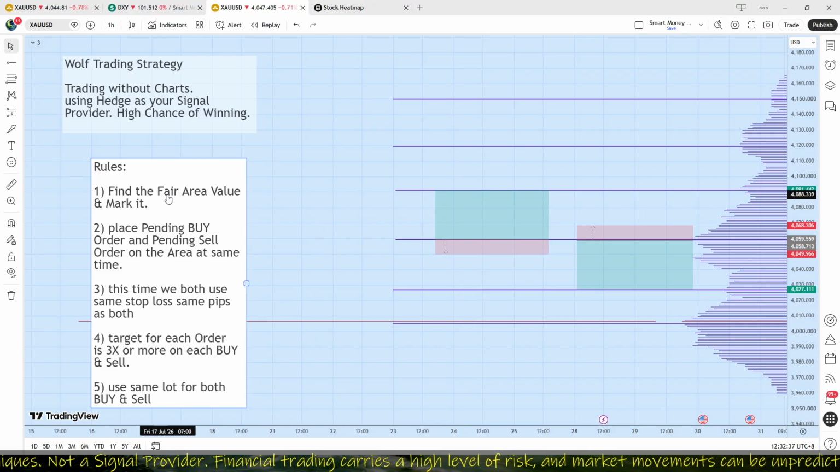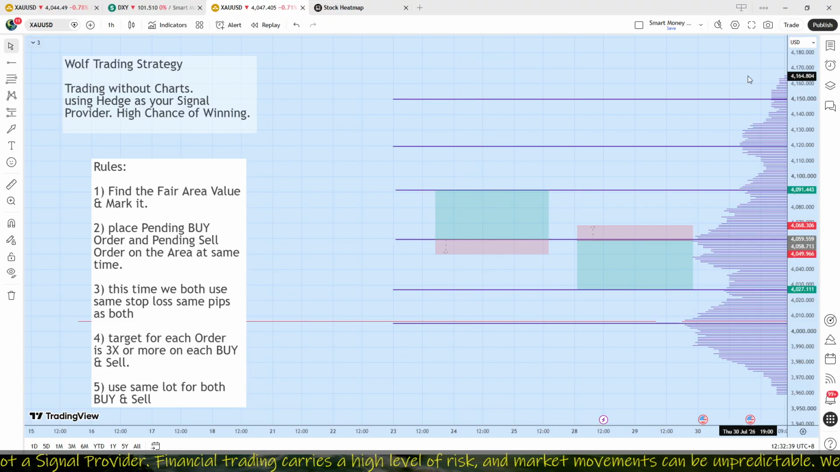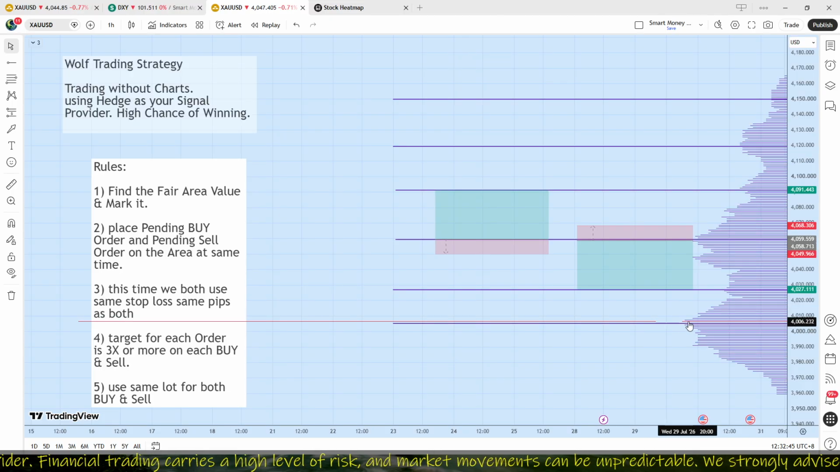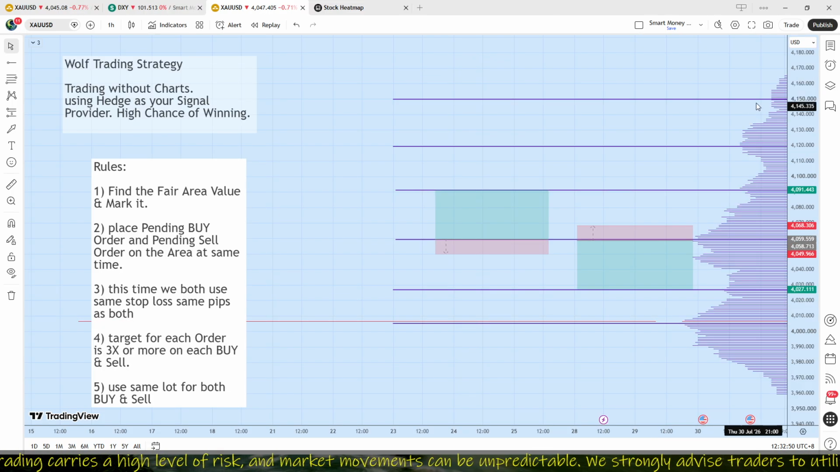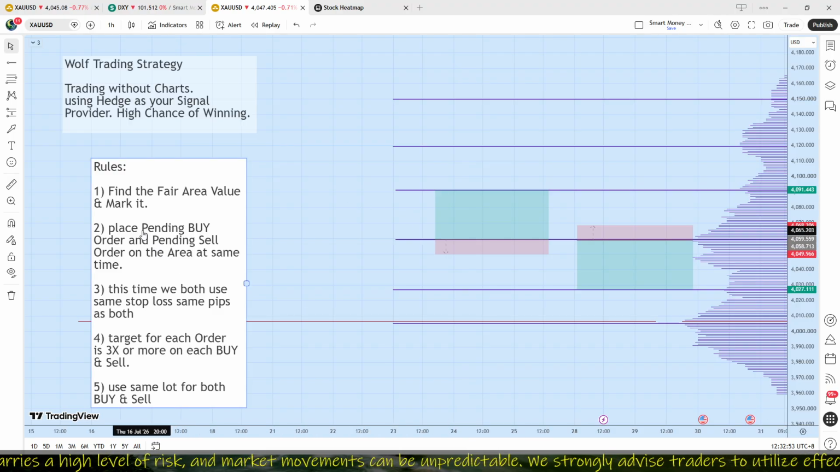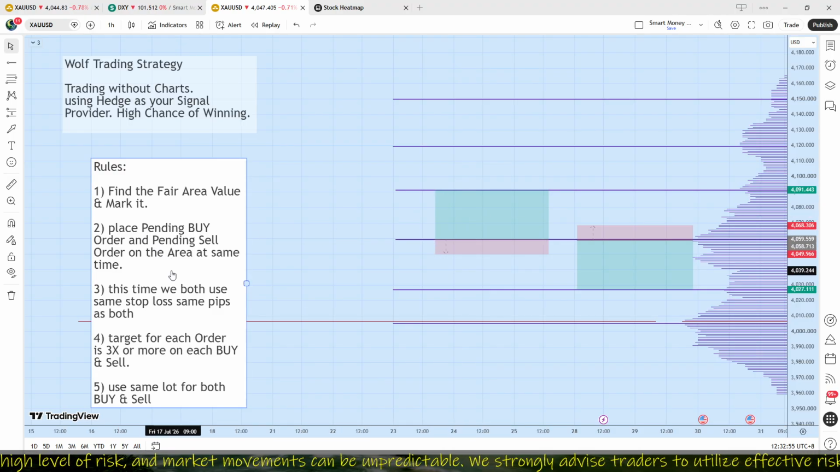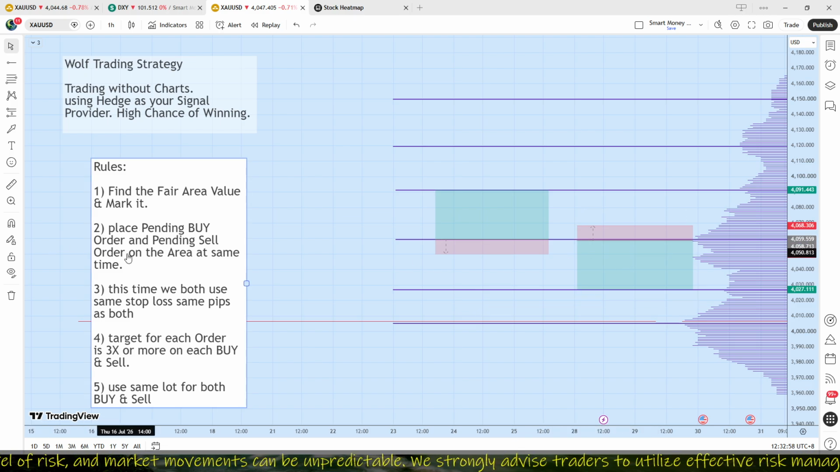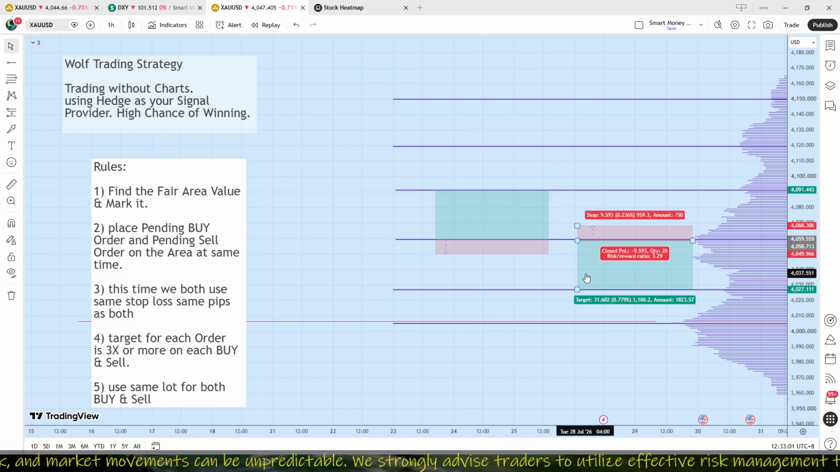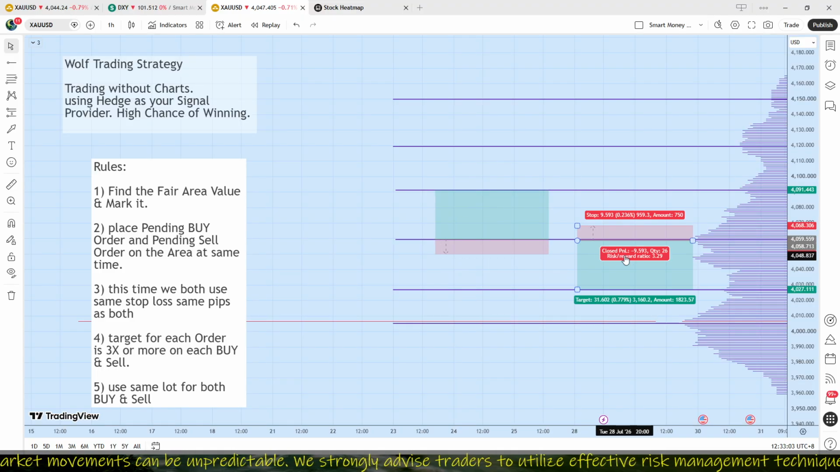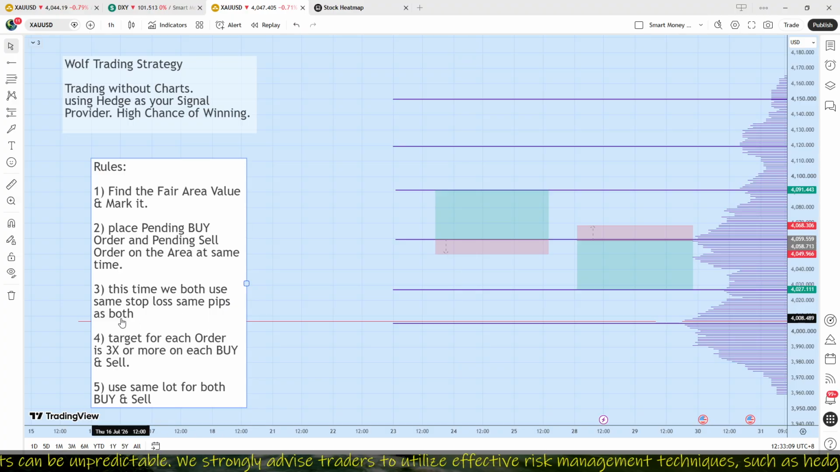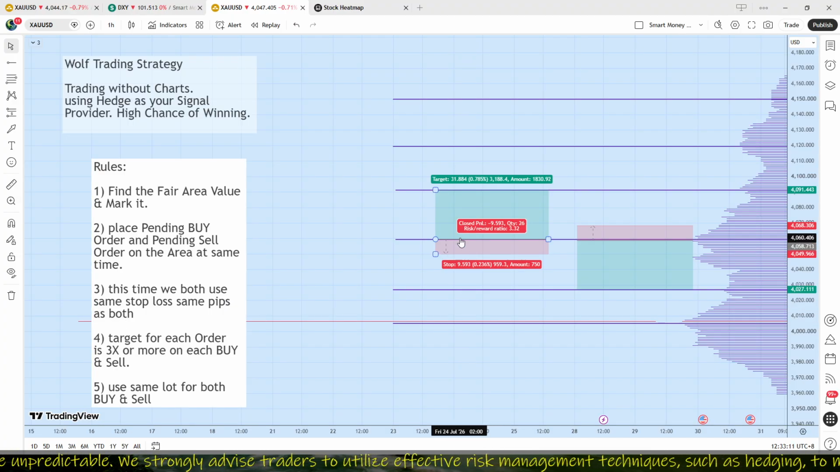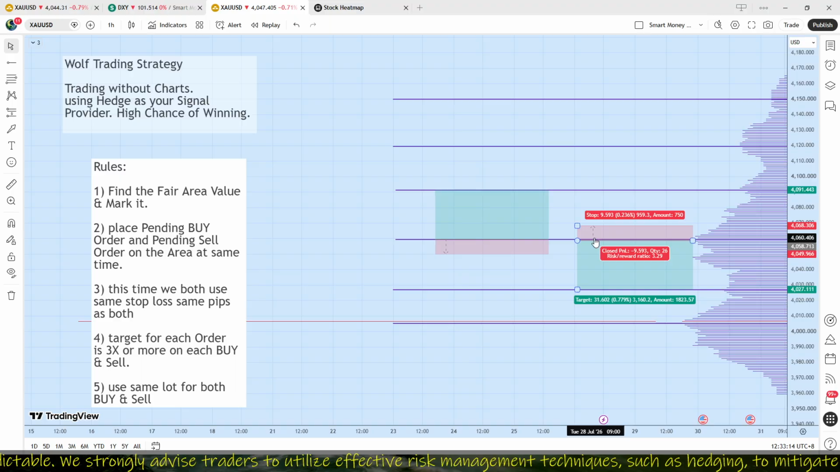First, we find the fair area value in the market, which was here, right? This was the volume profile already. I already marked the peaks in this chart. Place a pending buy order and a pending sell order on the area at the same time. This time we use the same stop loss, the same pips for both. Meaning to say, whatever the distance in here must be the same distance as here, right?